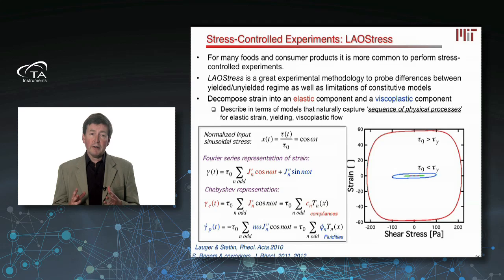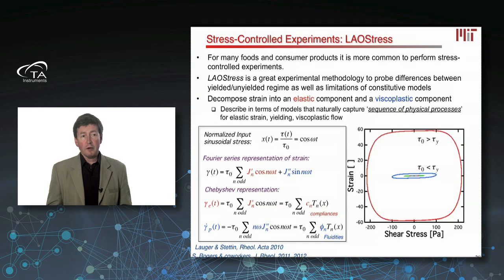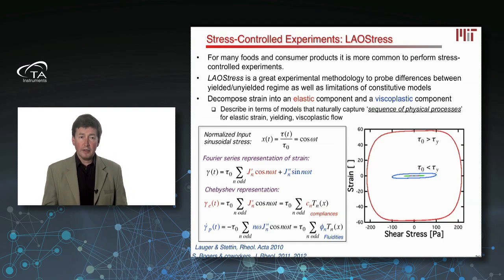And what's going on inside there is really a sequence of different physical processes where there's a linear range where the material deforms elastically, and then it flows at a critical stress, and you get a large amount of strain until the stress gets small again, and then it becomes a solid again. So the characteristic hallmark of these things is these kind of rectangular Lissajous curves.